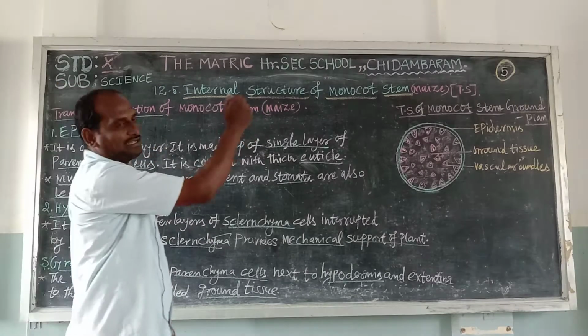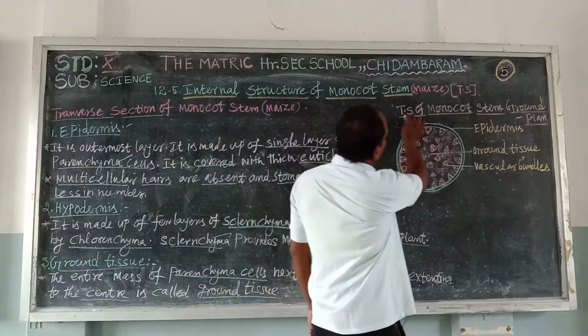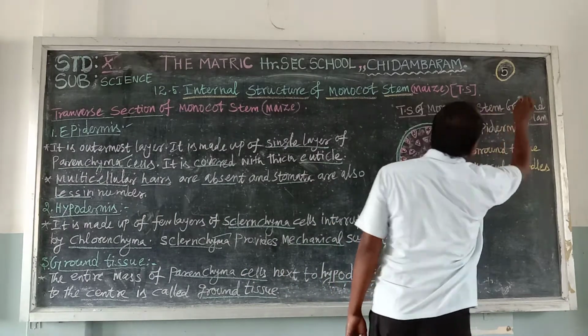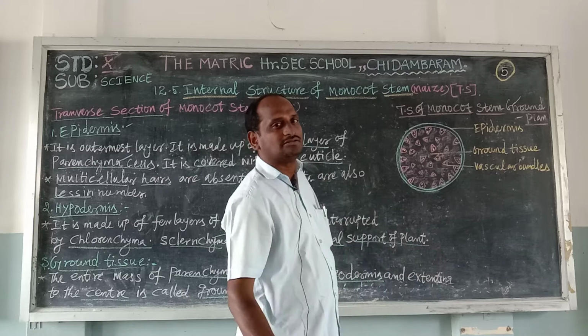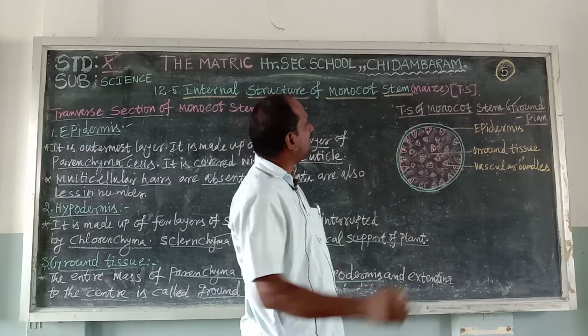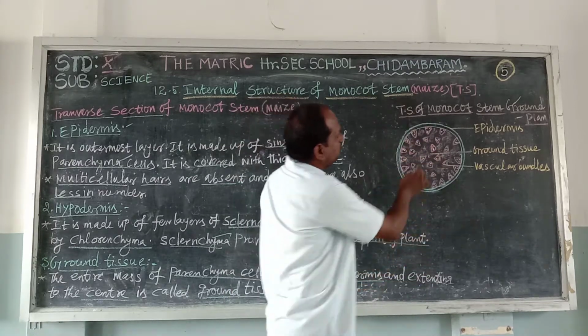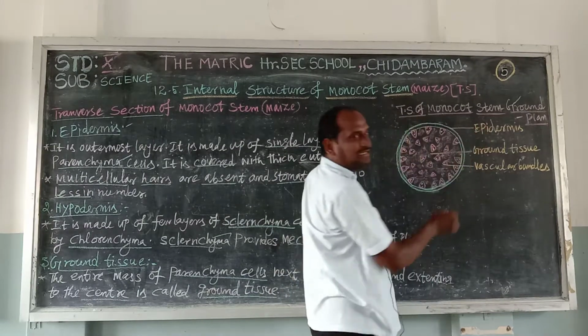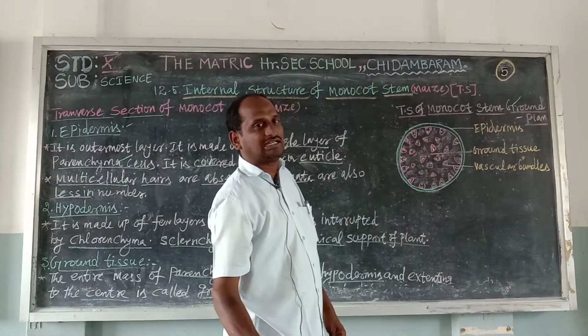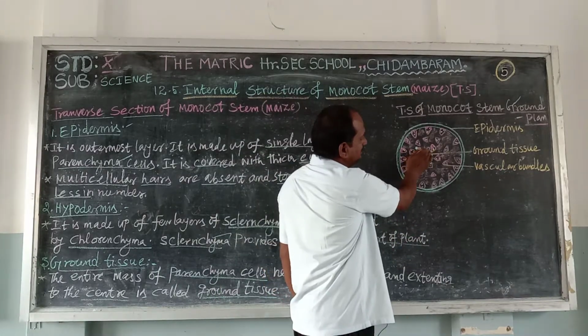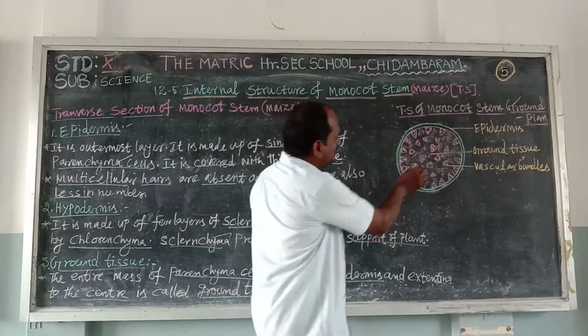So next, go to the diagram. The TS of the monocot stem is the ground plan. The ground plan is a short outline. One is the outermost layer, the epidermis. Next is the center layer, the ground tissue. Ground tissue means the center layer, with gaps. Gaps mean intercellular spaces in the ground tissue.